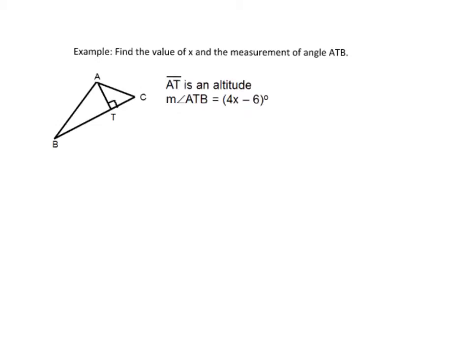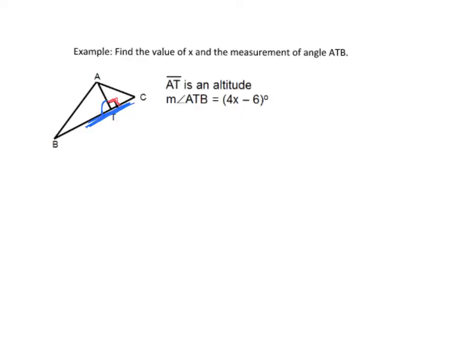All right, example. Find the value of x and the measurement of angle ATB. So I know I have to figure out what x is. Where is angle ATB? ATB is this angle here. Now what they're giving us is that AT is an altitude. So if it's an altitude, then yes, we can justify why this right angle is here. Now just curious, if that's a right angle and this is a straight angle, straight line, right?